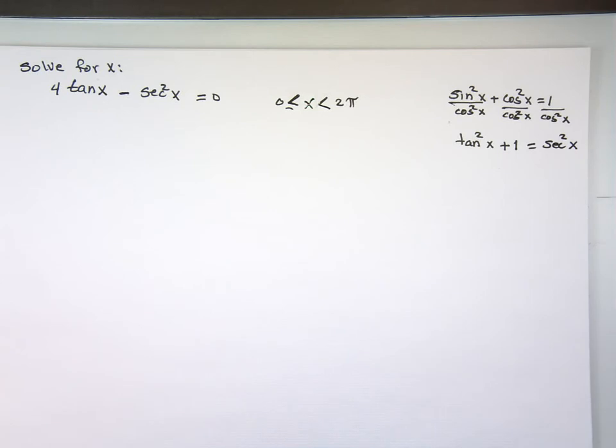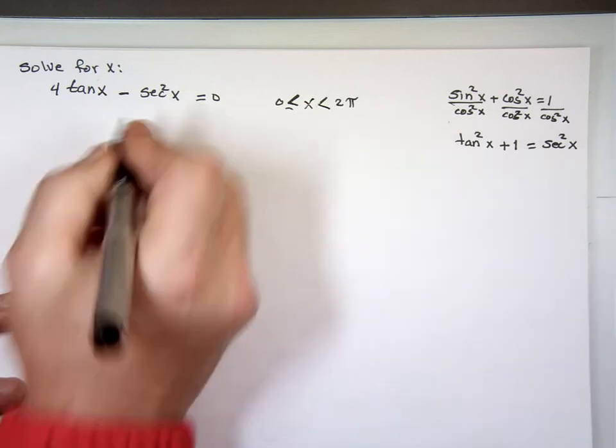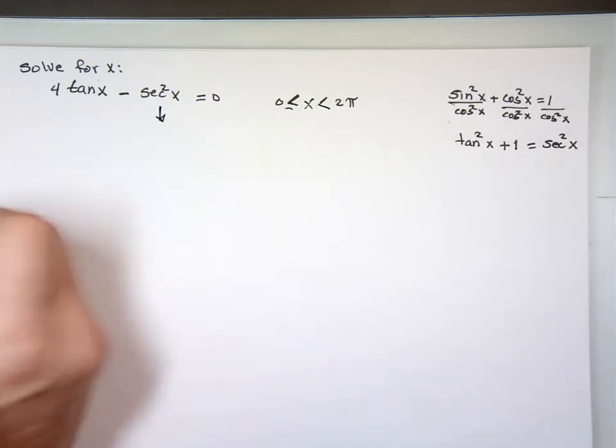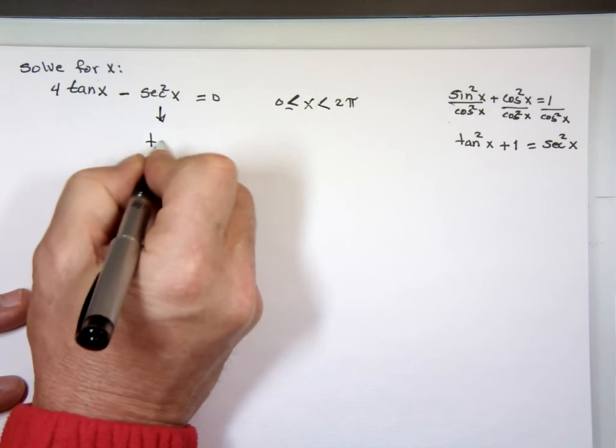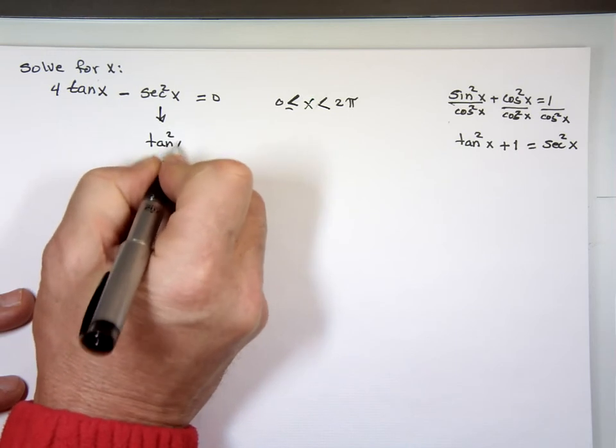Perfect. Now, I can replace secant squared x with what? Tangent squared x plus 1.